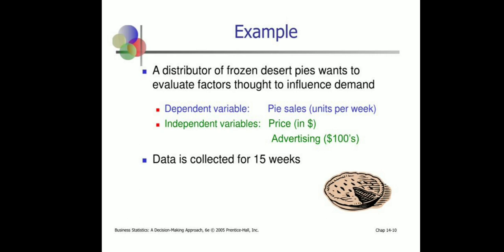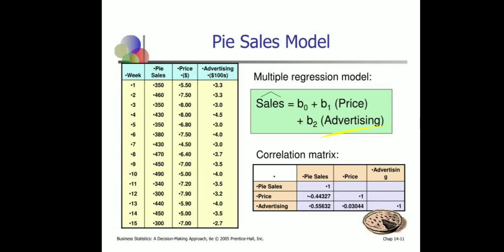So a distributor wants to evaluate the factors thought to influence demand. The dependent variable is pie sales. Pie sales depend on the price and advertising. Pies means some dish. Data is collected for 15 weeks.